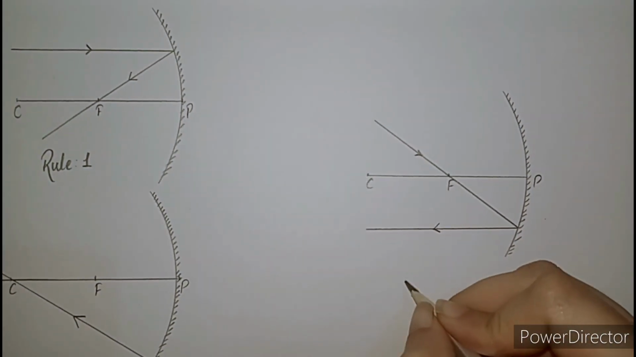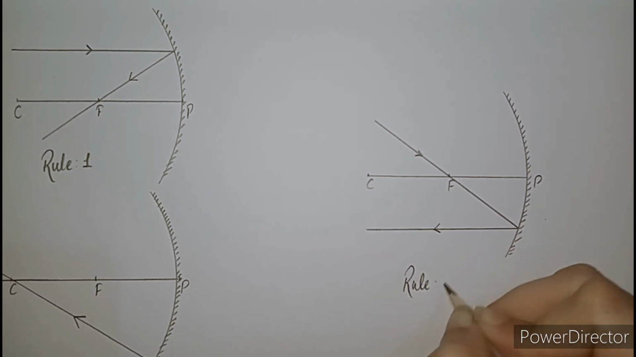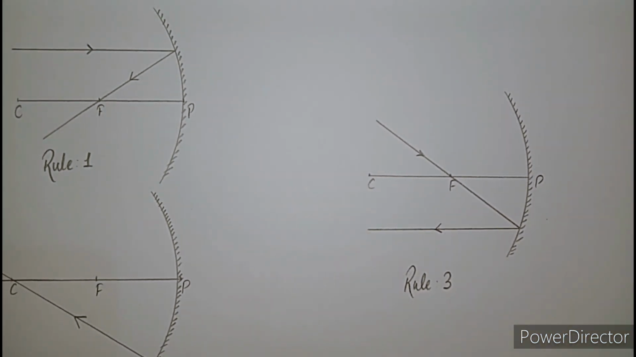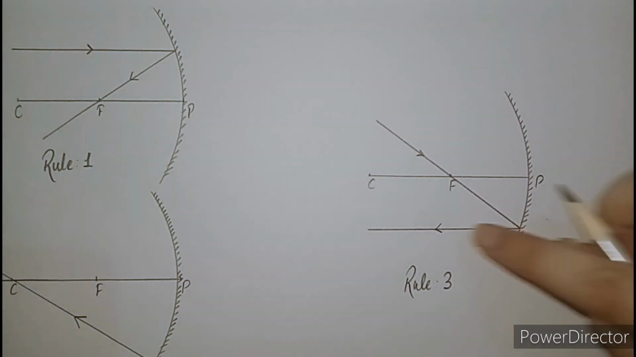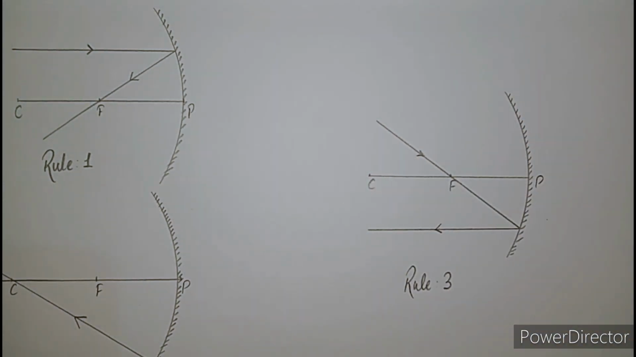See, in all 3 cases I have marked the arrows, and marking arrows is very important so that it indicates which ray is coming from where, and after reflection, in which direction it is going. So these are the 3 basic rules which we will be utilizing for drawing the ray diagrams.